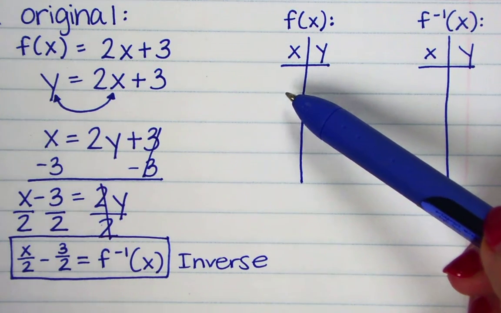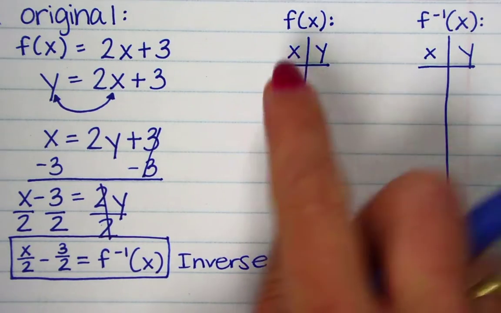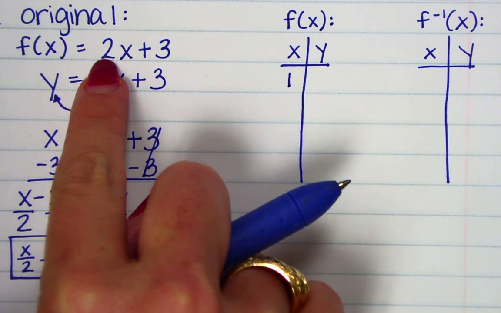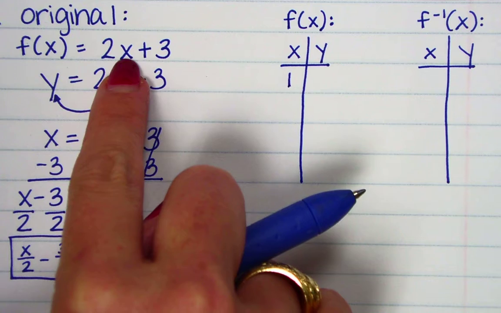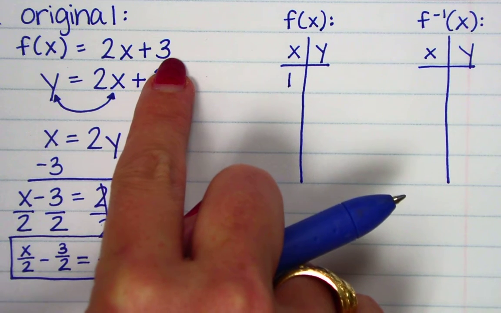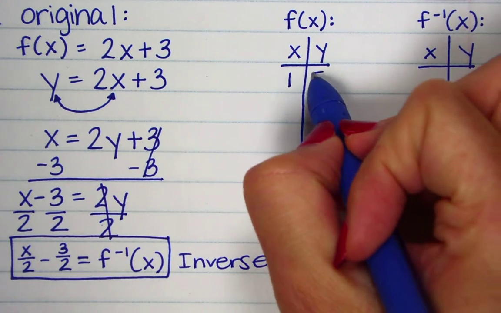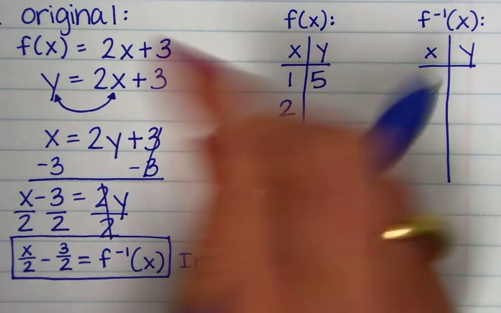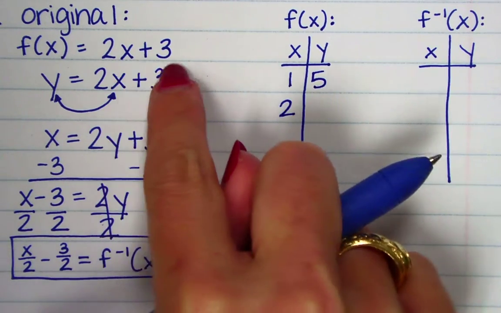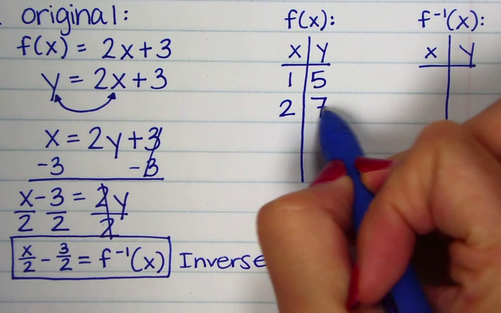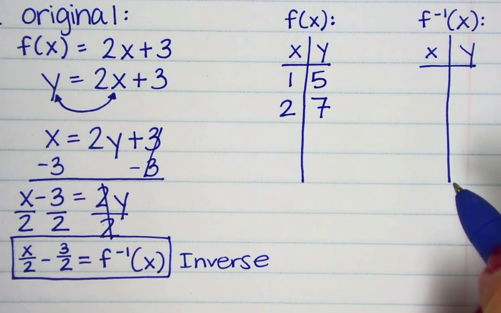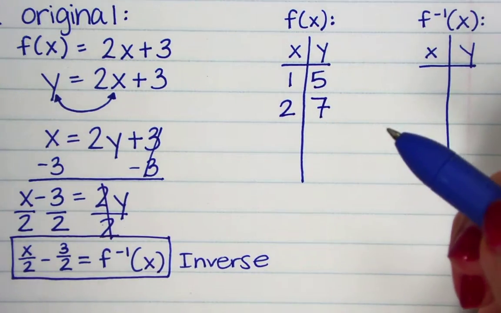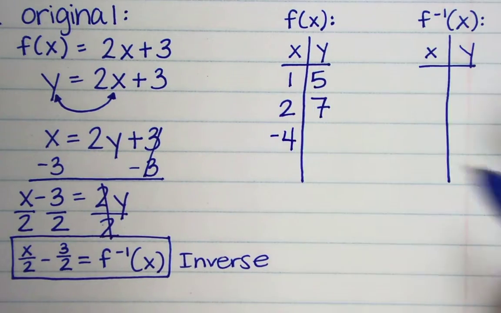2. All right, I heard 1 and 2. So we'll do 1 first. If x is 1, we plug it in here. 2 times 1, 2 plus 3, 5. So if x is 1, y is 5. I heard 2. So if x is 2, 2 times 2, 4 plus 3, 7. Give me maybe a negative number. -4. Did you say -4? Okay, -4.